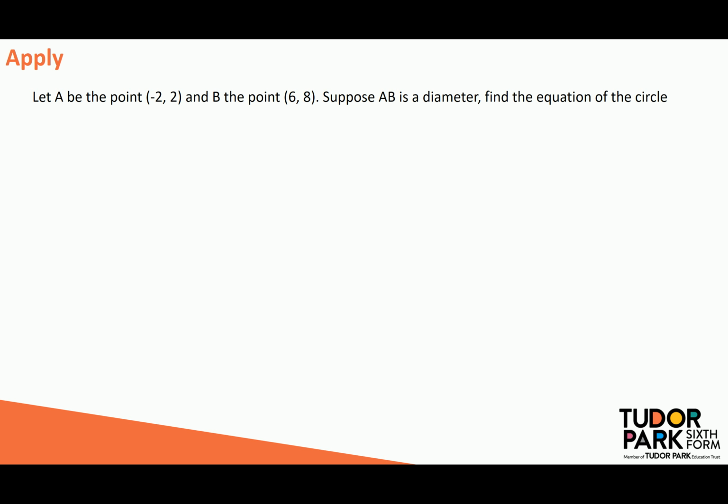Well, the centre for my circle is going to be the midpoint of A and B. So let's start off by finding that midpoint. So that's going to be the average of the x-coordinates, which is minus 2 plus 6 over 2, and the average of the y-coordinates, which is 2 plus 8 over 2. And so that centre is going to work out to be at 4 over 2 is 2, 10 over 2 is 5, 2, 5.